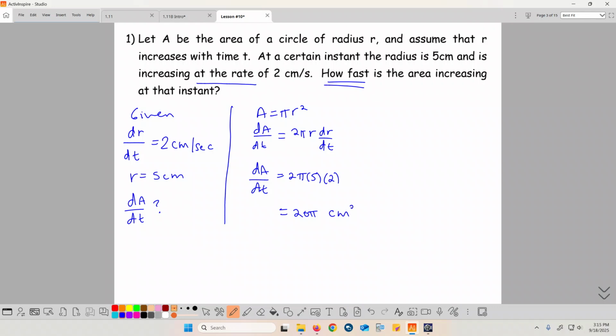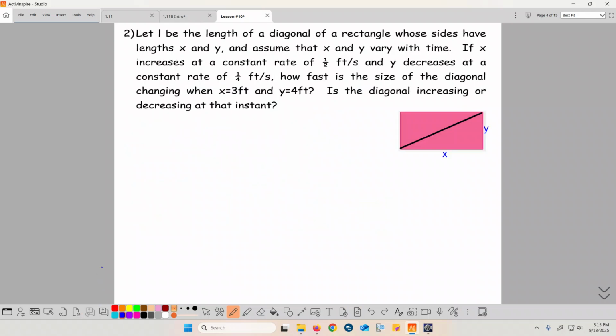So this is centimeters square per second. All right, a lot of the times these related rate questions, they want to get our unit in there. So that would be our unit. Okay, let's bounce around here. Let's do a few more.